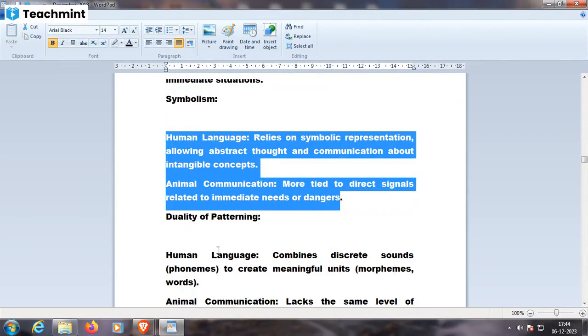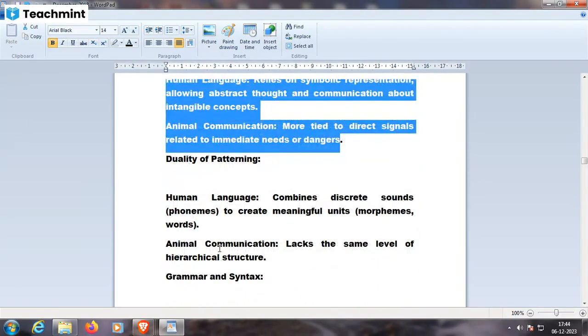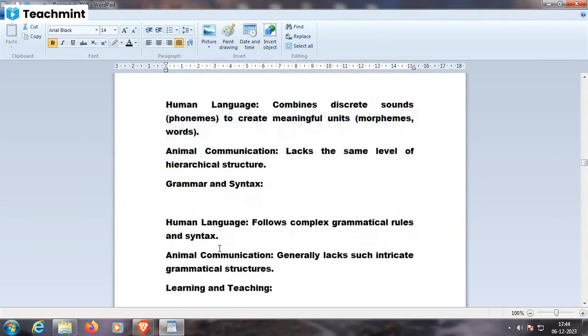Duality of patterning means human language combines discrete sounds, phonemes. I was trying to explain to you the other day what morphemes are and what phonemes are. Phonemes are the sounds of the words that create meaningful units. These are phonemes. Animal communication has no phonemes and no hierarchical structure.